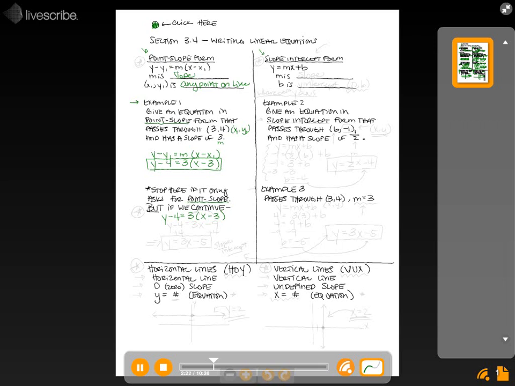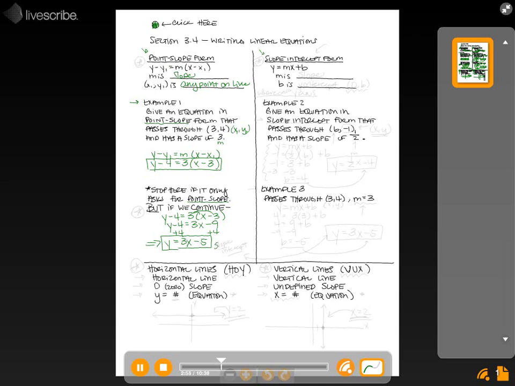Alright? If we have y minus 4 equals 3 times x minus 3, if we're going to simplify that, we need to distribute our 3. So y minus 4 equals 3 times x is 3x, and 3 times negative 3 is negative 9. One more step, we're going to add 4 to both sides. So y equals 3x, negative 9 plus 4, negative 5. Okay, so if we kept going, we would get y equals 3x minus 5.